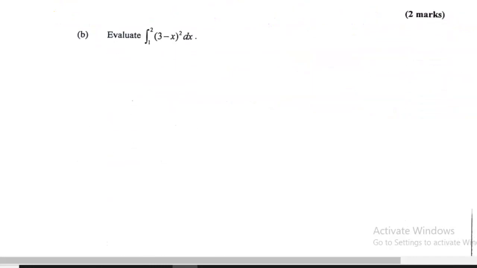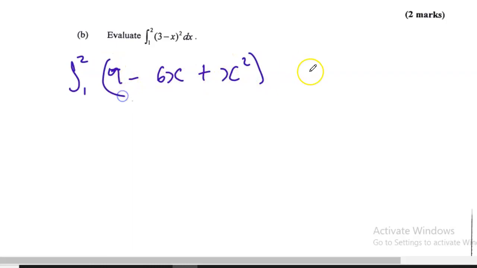Alright, next, definite integral. Now we have limits. We can do several things here. We could use the reverse chain rule. We could expand. Let me expand. Again, expand 3 minus x squared. I end up with 9 minus 6x plus x squared. So expand the bracket and then I integrate, or you could have used the reverse chain rule. It works either way. Shouldn't affect anything.